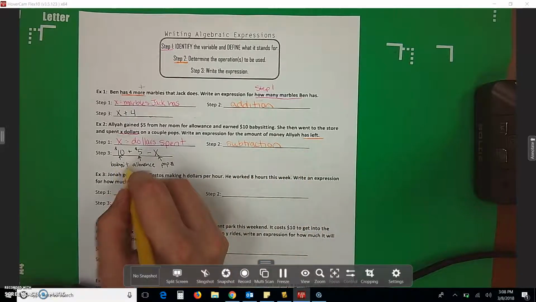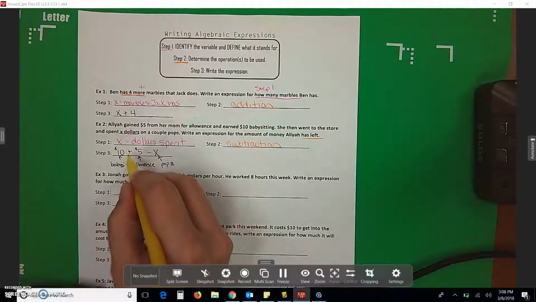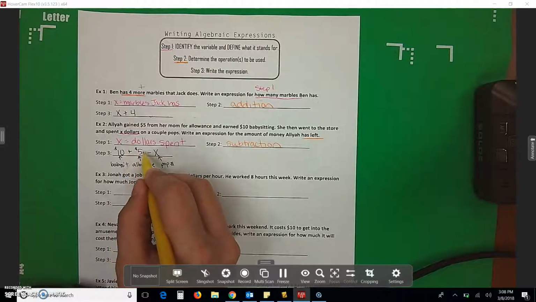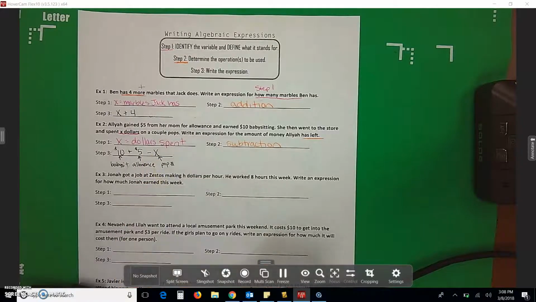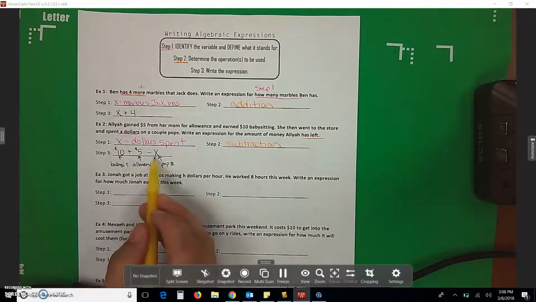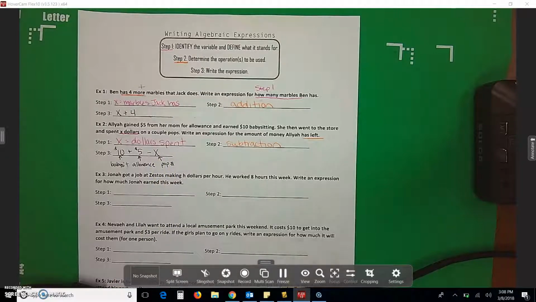So we start off with she earned $10 babysitting, plus she earned $5 allowance. Then she spent money on pop. So 10 plus 5 minus x is going to be our expression. Okay, I'm going to do one more.